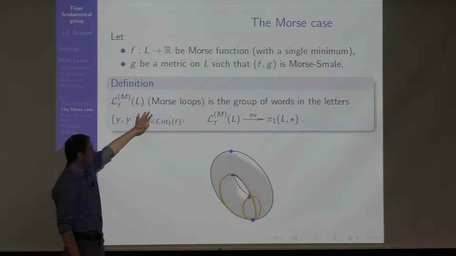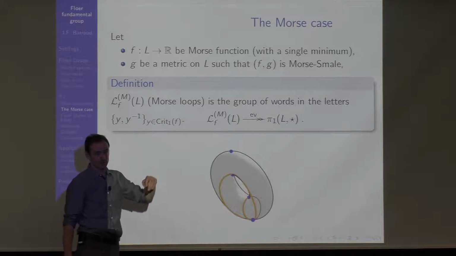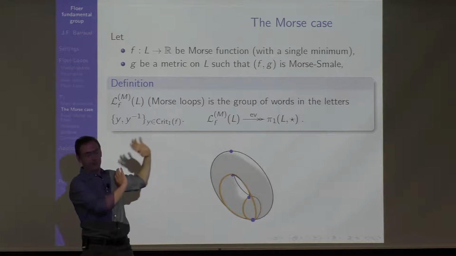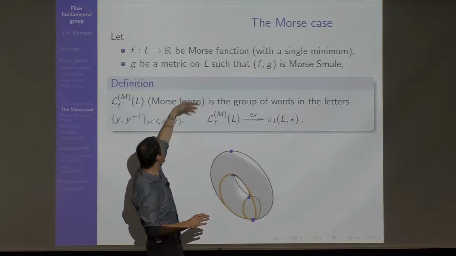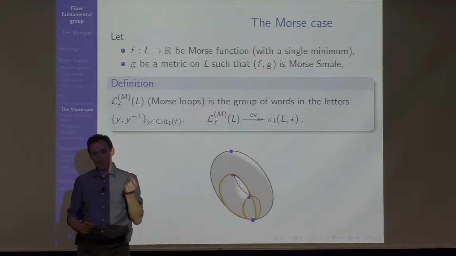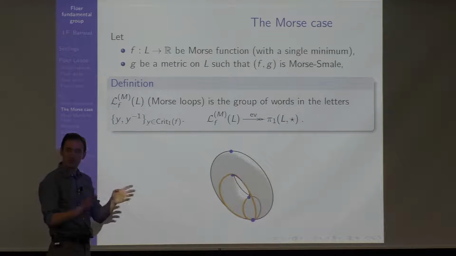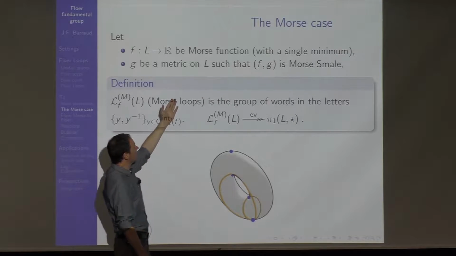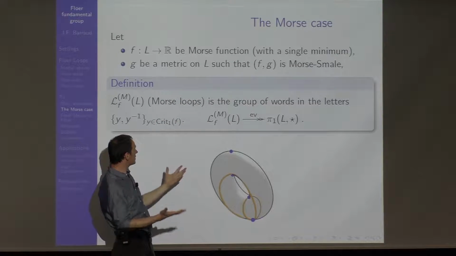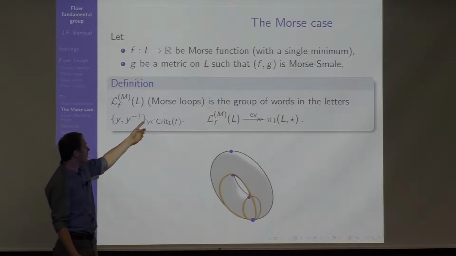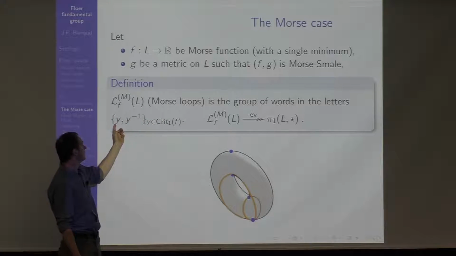And there is a well-known description of the fundamental group in the Morse situation. For simplicity, suppose that my Morse function has only one minimum. It makes the description much easier, but it's not essential at this point. Then the fundamental group is generated by the words in letters given by the index 1 critical points.